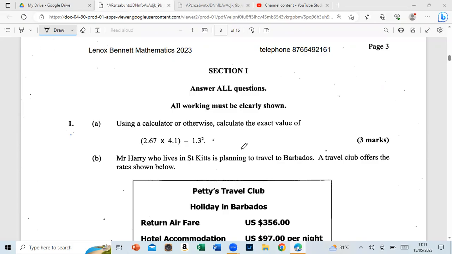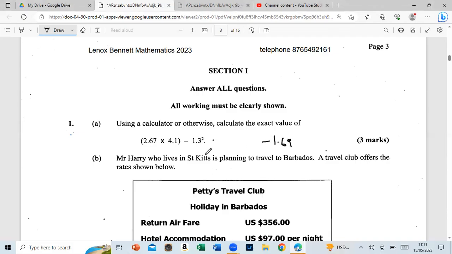So we're gonna square 1.3. That means 1.3 multiplied by itself, and let's see what that works out. That should be about 1.69, but let's just do it for sure. Yeah, 13 times 13 is 169, so that works out to 1.69.